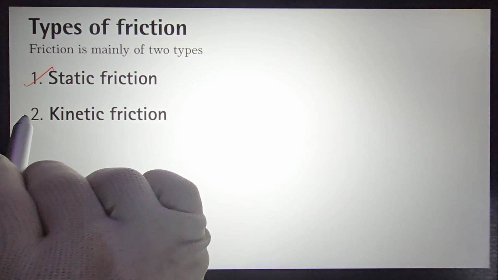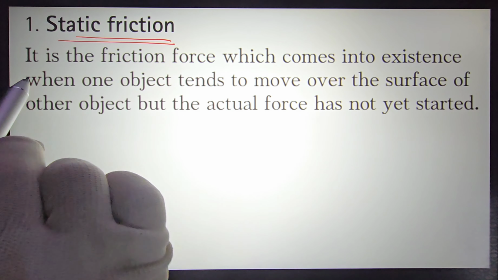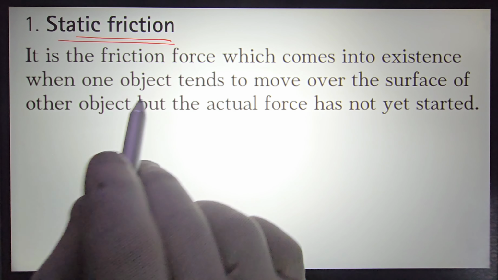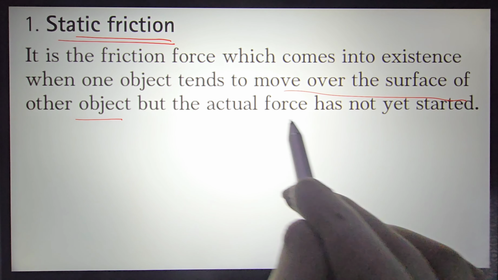Now what are the different types of friction? There are two types of friction. One is static friction, another is kinetic friction. So let us discuss one by one. The simple definition of static friction is that it is a frictional force which comes into existence when one object tends to move over the surface of another object, but the actual motion has not yet started. So this is an important thing.